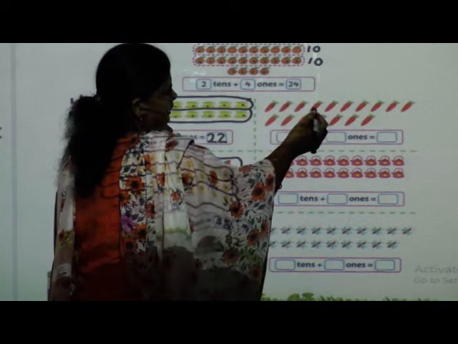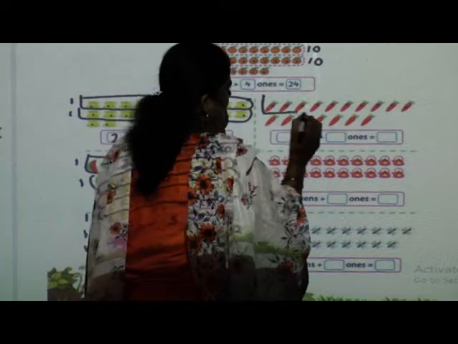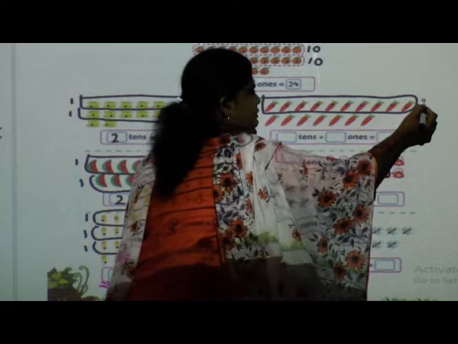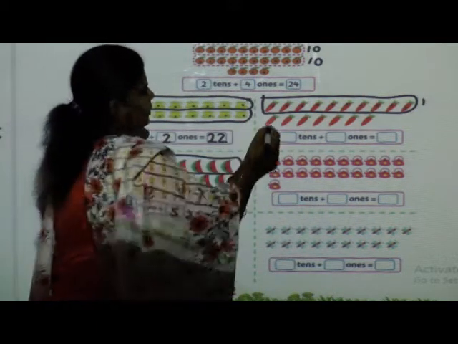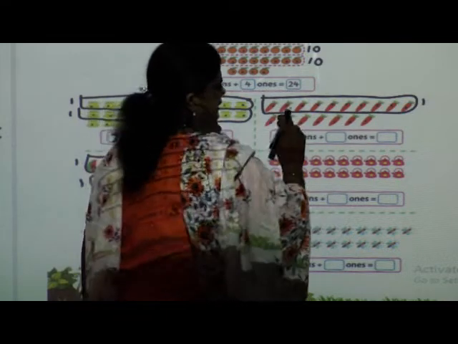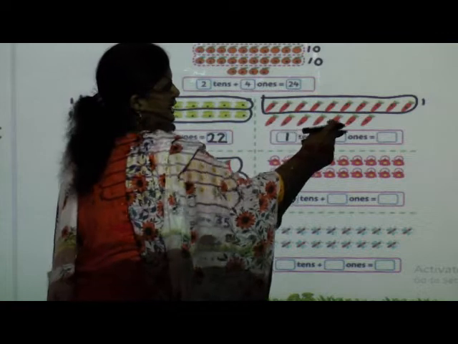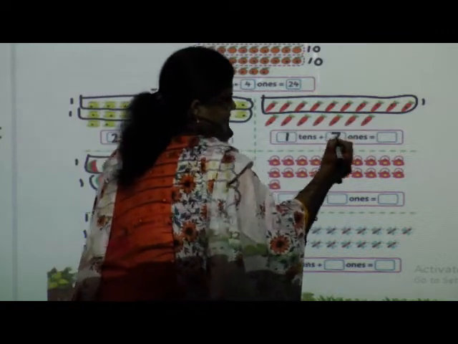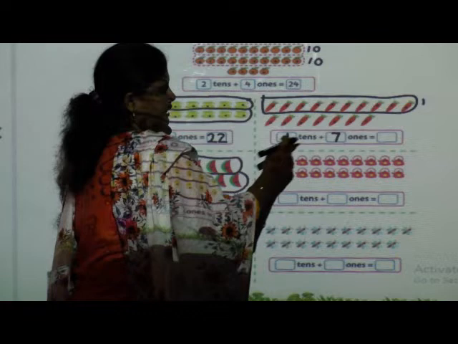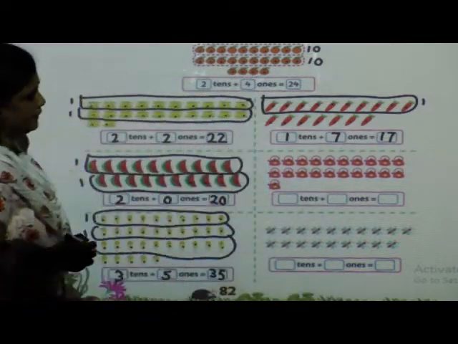1, 2, 3, 4, 5, 6, 7, 8, 9, 10. Yes? So here we will write 1. Now here see 1, 2, 3, 4, 5, 6, 7. So see now this only one bundle is there. So we will write here 1 tens. 1, 2, 3, 4, 5, 6, 7. So here we will write 7 ones. So 1, 7, 17. So 17 carrots are here.